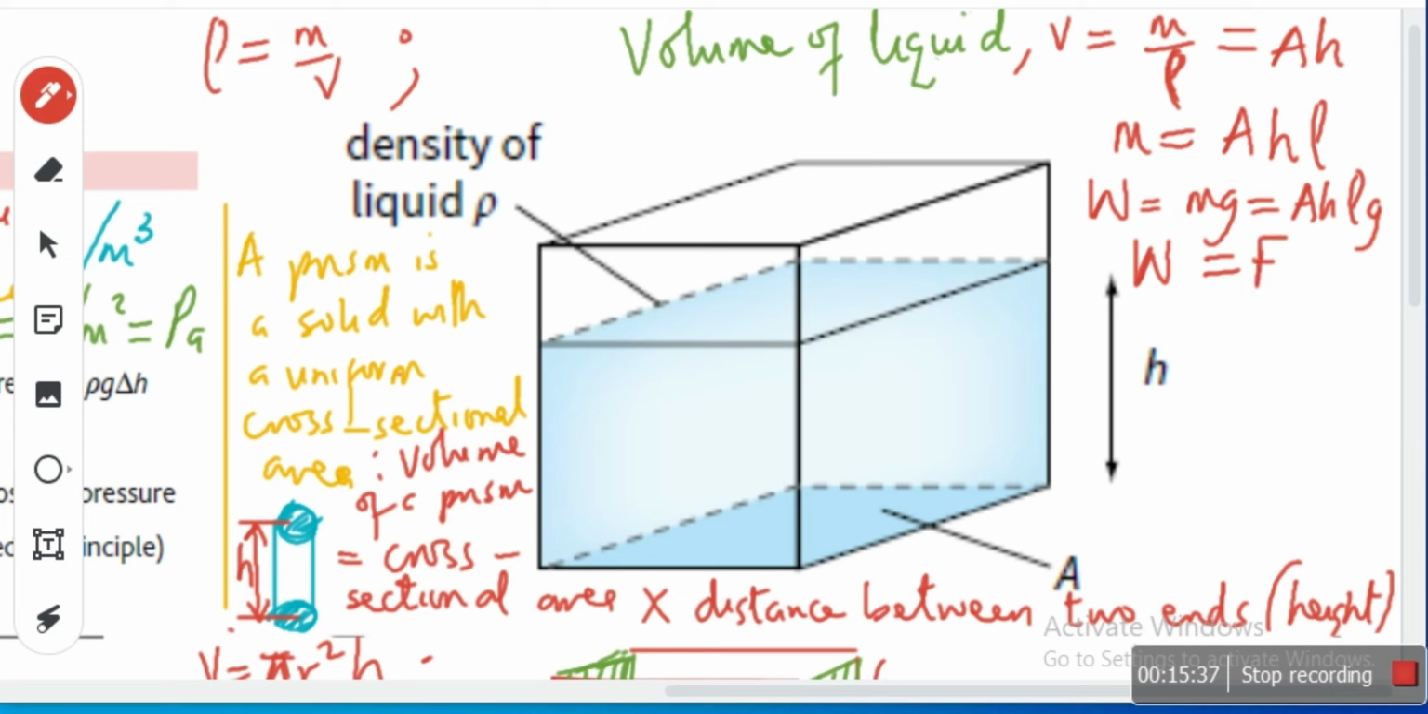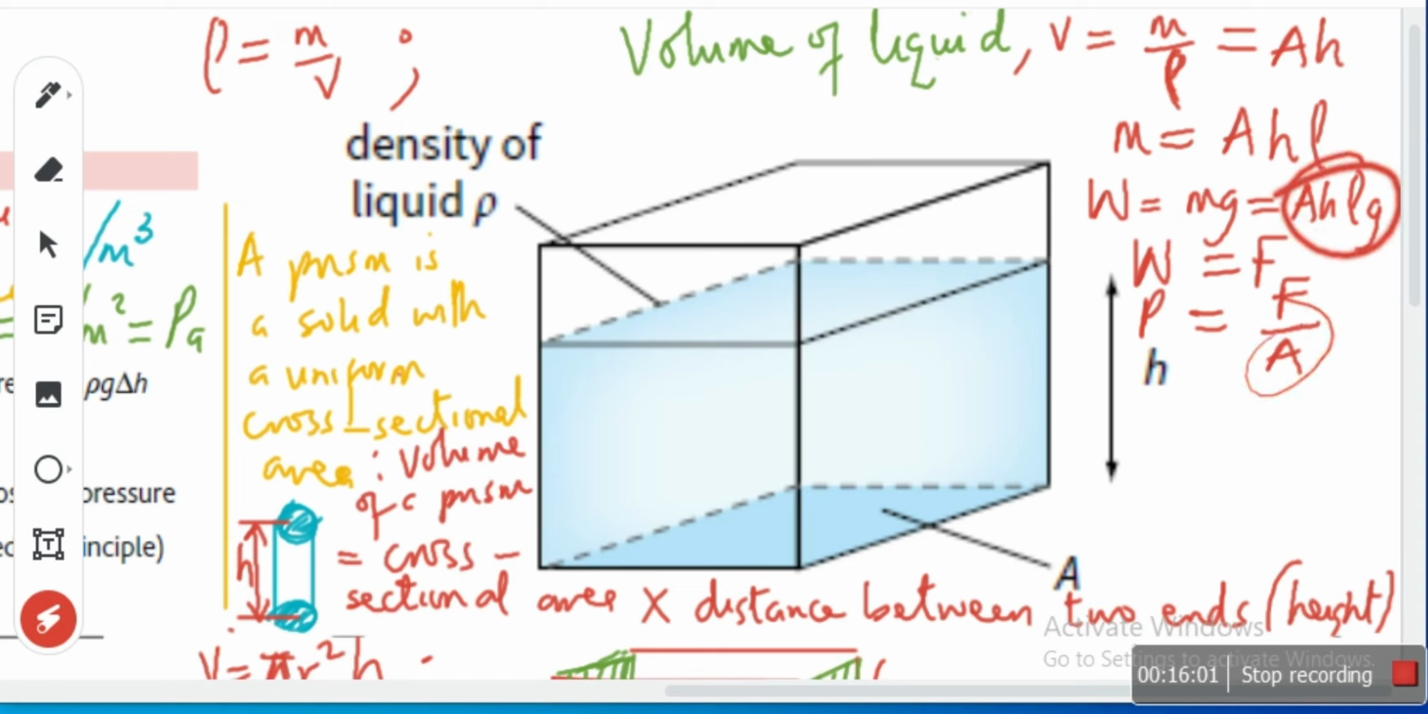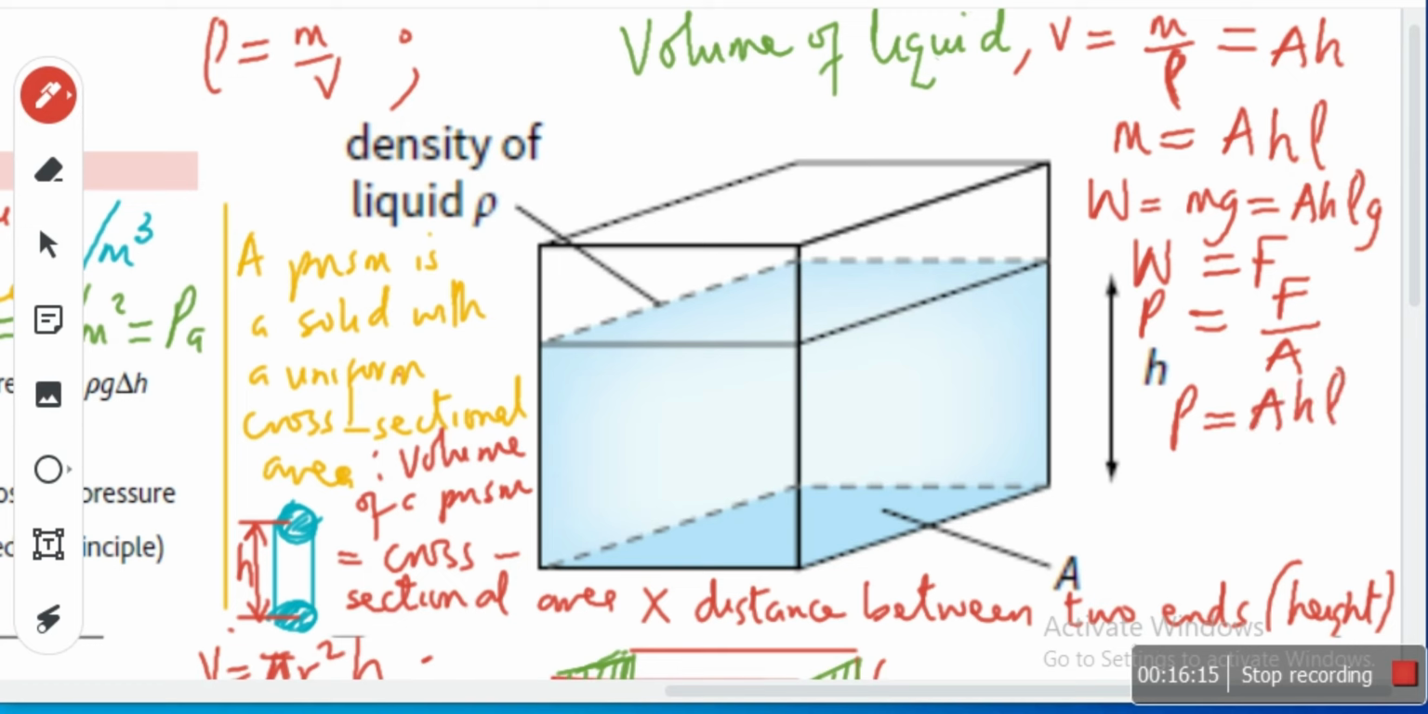Force, F. So what is pressure again? Force over area, is it not? So substitute it here to get the pressure now. The weight is the force, please look at the screen. The weight is the force, and we know the force to be AH rho g, and pressure is force over area. So let's substitute. Pressure will now be equal to AH rho g for the weight, divided by A.